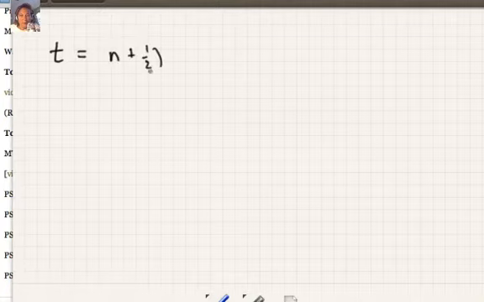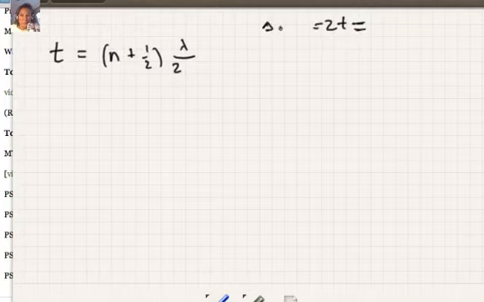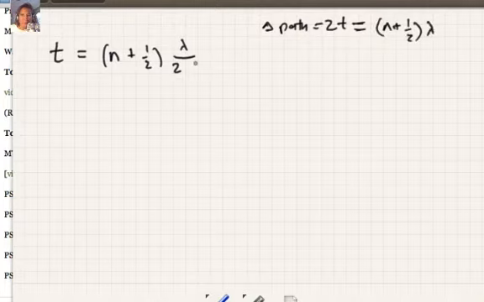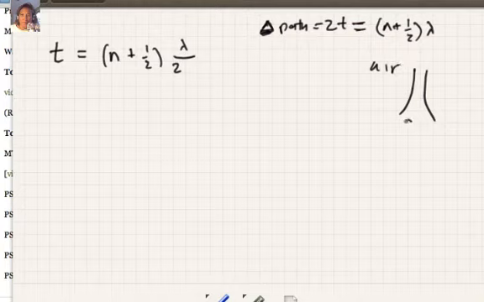Okay, so we know that T is equal to n plus 1/2 times lambda over 2 from this side. The criteria was 2t, 2 times the thickness. This is equal to the path difference. Delta path is equal to n plus 1/2 times lambda. Integer and a half wavelengths of lambda because of the one reflection at the air-oil interface. The first reflection is inverted.